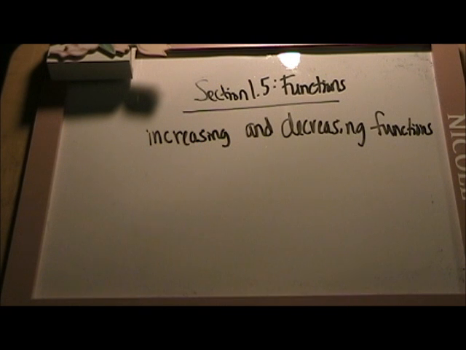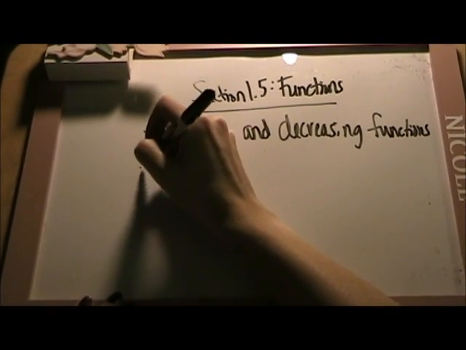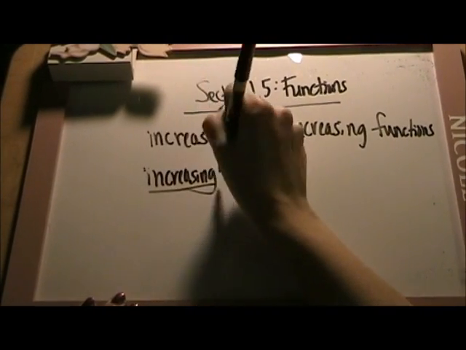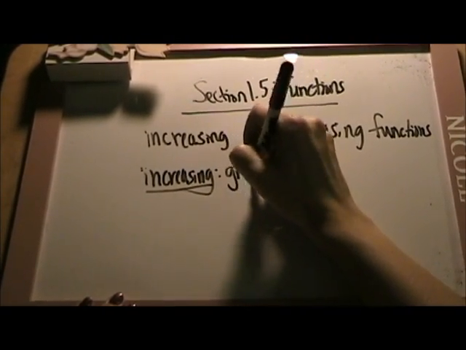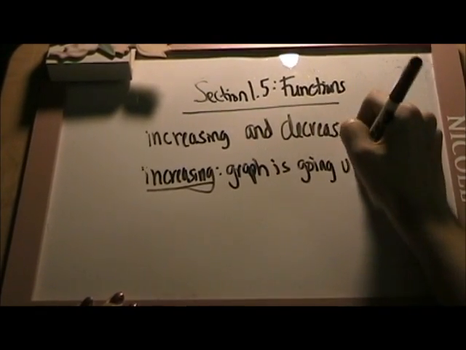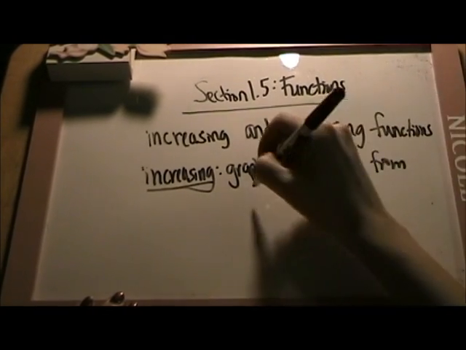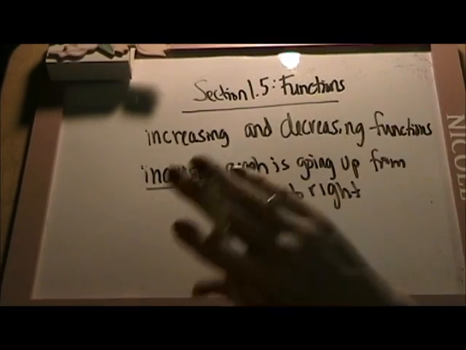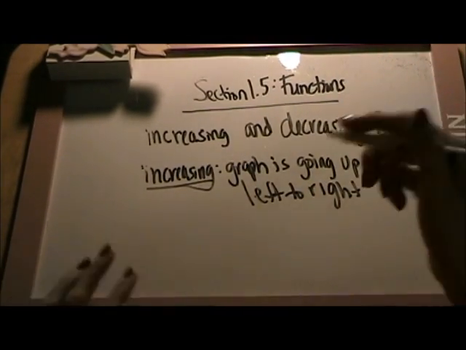If you want the actual mathematical formal definition, you can read it in your textbook. But I'm not going to make a concept more difficult than it needs to be. So basically we are increasing if the graph is going up from left to right. We always read left to right. So when you're reading a graph from left to right, if it's going up, it's increasing.